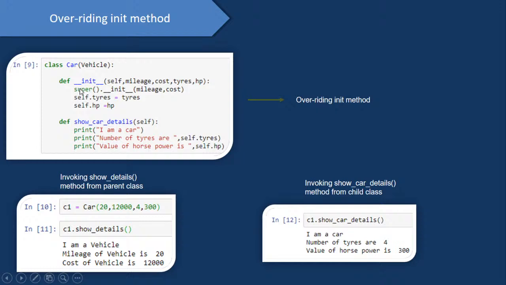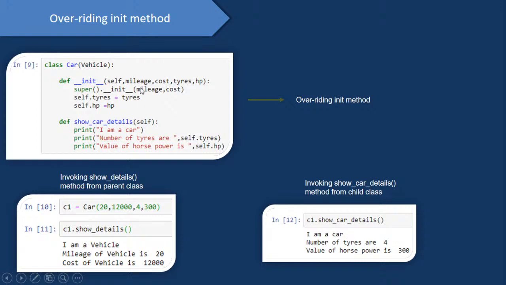Super would indicate that this is your parent class, right? Now, as you see, this is our child class, and this child class is inheriting from your parent class, which is vehicle. And inside your child class, you have the init method. Now, when your child class has an init method and the parent class also has an init method, how do you distinguish between these two init methods?